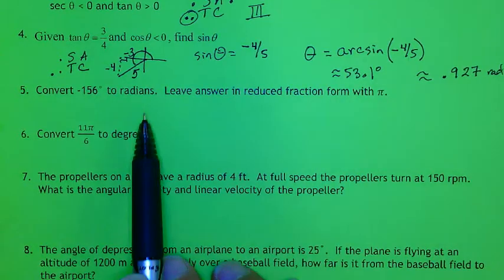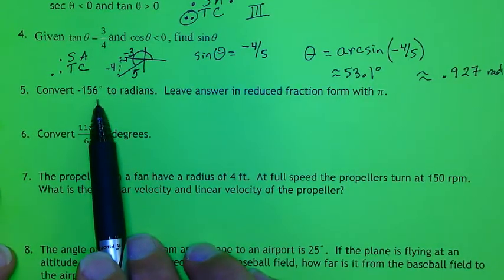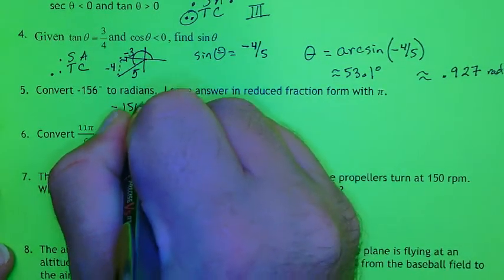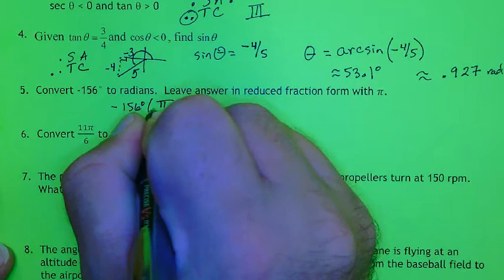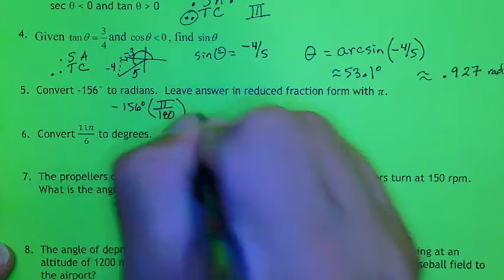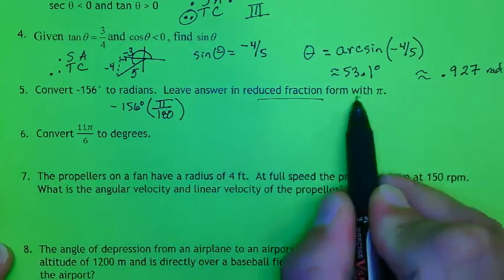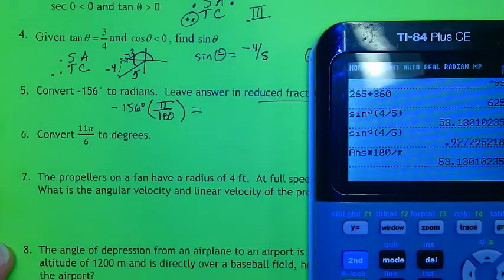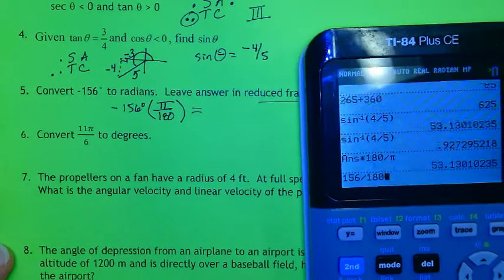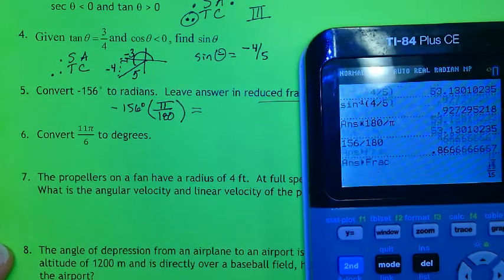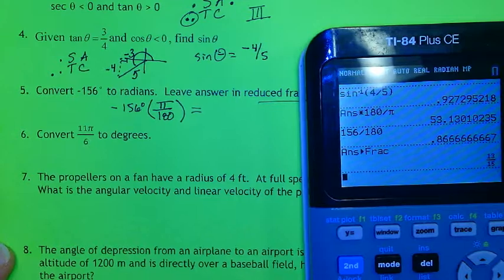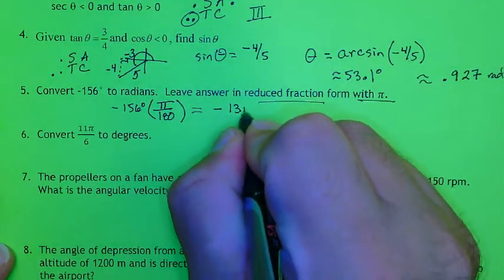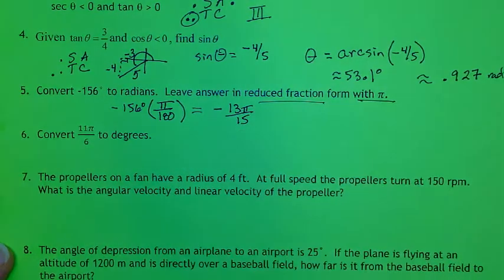Alright. If we want to convert -156 degrees to radians, I know it's going to be -156 degrees times pi divided by 180, reduced fraction with pi. So let me just come over here. 156 divided by 180, math, enter, enter. That's 13/15. So I have -13 pi over 15.